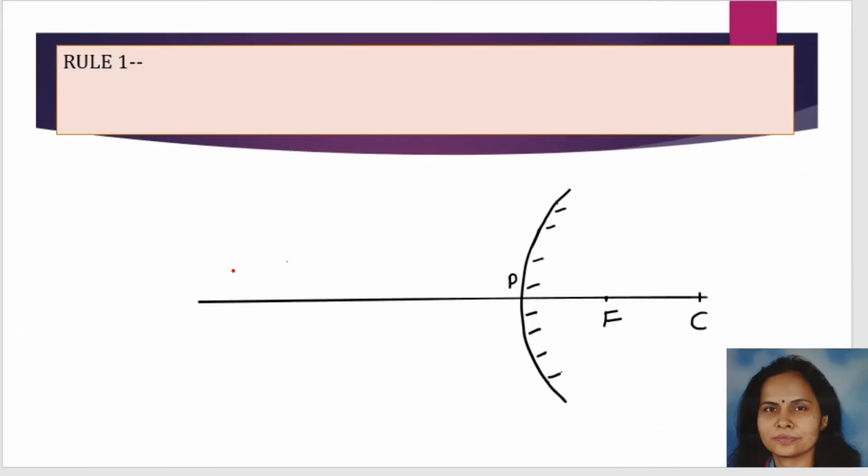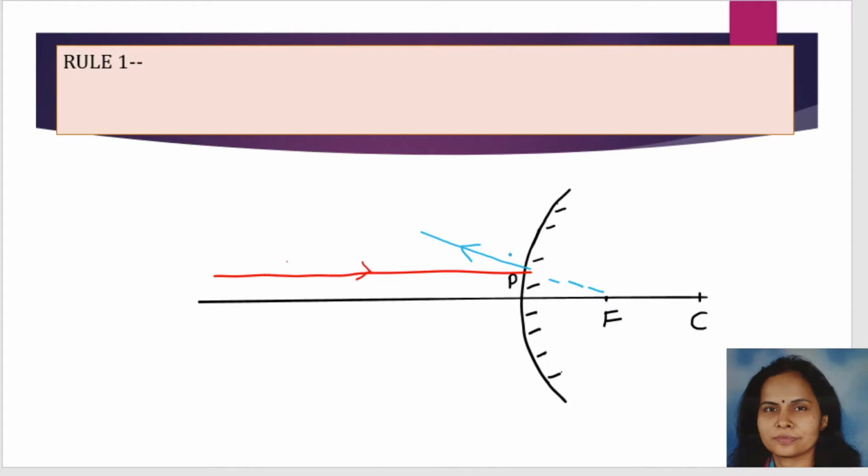So first rule says if an incident ray is parallel to the principal axis, after striking the mirror, it will go in such a direction that if I draw it backward, it will pass through the principal focus. So this is your first rule, that when an incident ray is parallel to the principal axis, after striking the reflecting surface of the convex mirror, it will go in such a direction that if I take it backward, it will pass through the principal focus of the convex mirror.